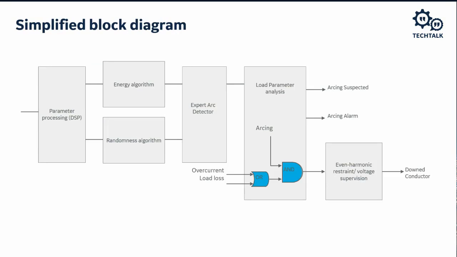This simplified block diagram shows signal processing and on through to the energy and randomness algorithms, then to the expert arc detector. Next, the method analyzes overcurrent and load loss to output arcing alarm, and if arcing is not prevailing, to the arcing suspected output. Further restraint and voltage supervision secures the down conductor output.